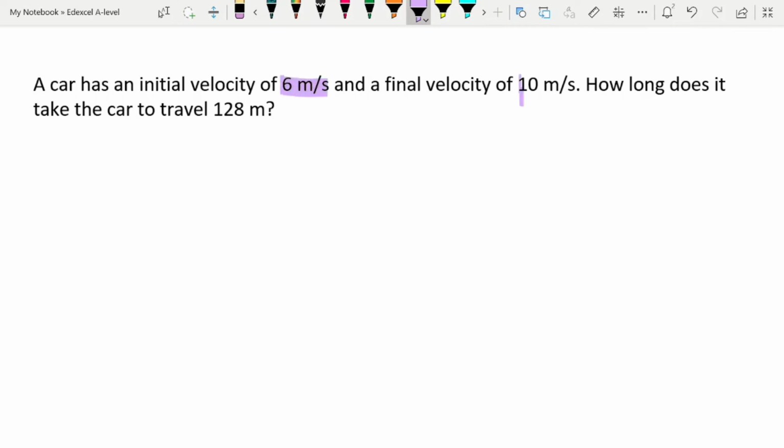So get your highlighting going on your numbers. U, V, s. How long is t? So we need an equation that has u, v, s, and t in it. We mentally click through our SUVAT equations and we say, right, s is equal to u plus v over 2 on t.